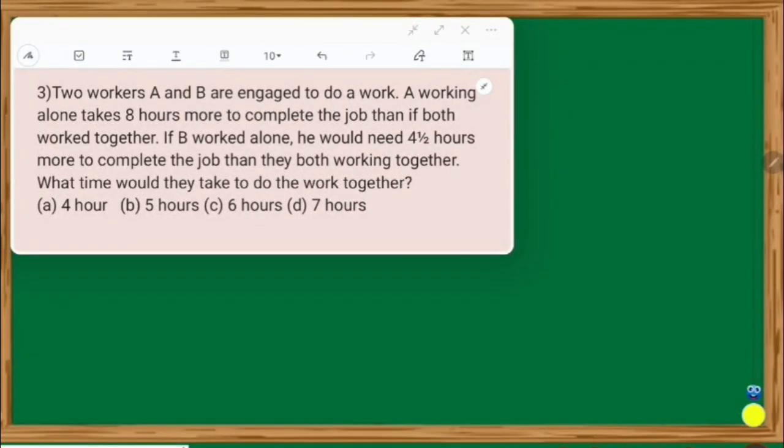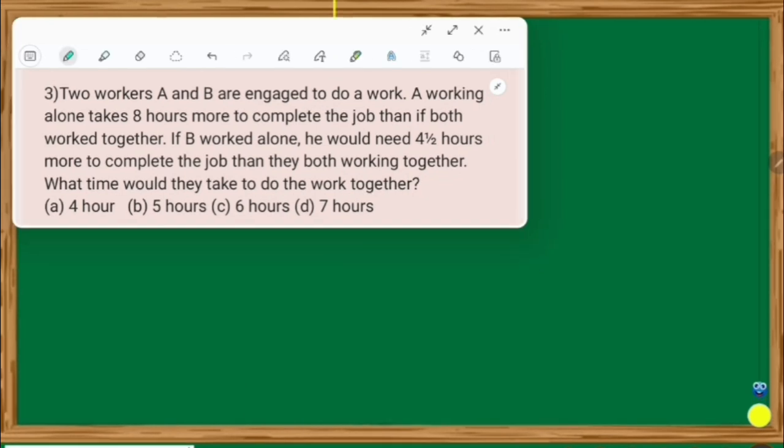Okay, look at the third one. Two workers A and B are engaged to do a work. A working alone takes 8 hours more to complete the job than if both worked together. If B worked alone, he would need 4.5 hours more to complete the job than if they both worked together. What time would they take to do the work together? 4 choices are given. At first try yourself. Okay, look at the solution.